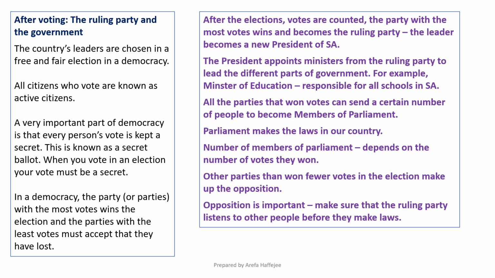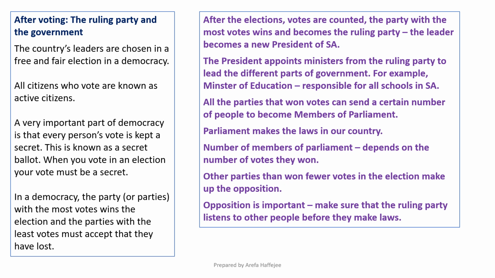Now, the president then appoints ministers from the ruling party to lead different parts of the government. Like, for example, you have the Minister of Education, they are responsible for schools. You have the Minister for Health, then they're responsible for the medical facilities and the hospitals. You have the Minister for Safety, they're responsible for the police department and so on.